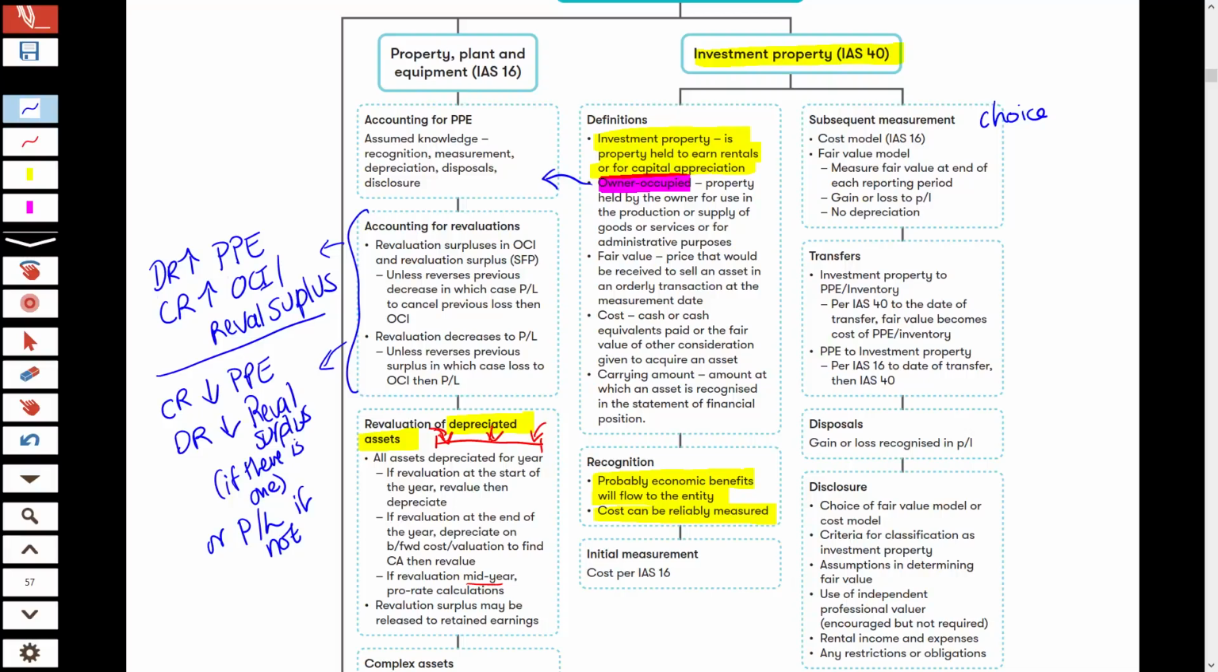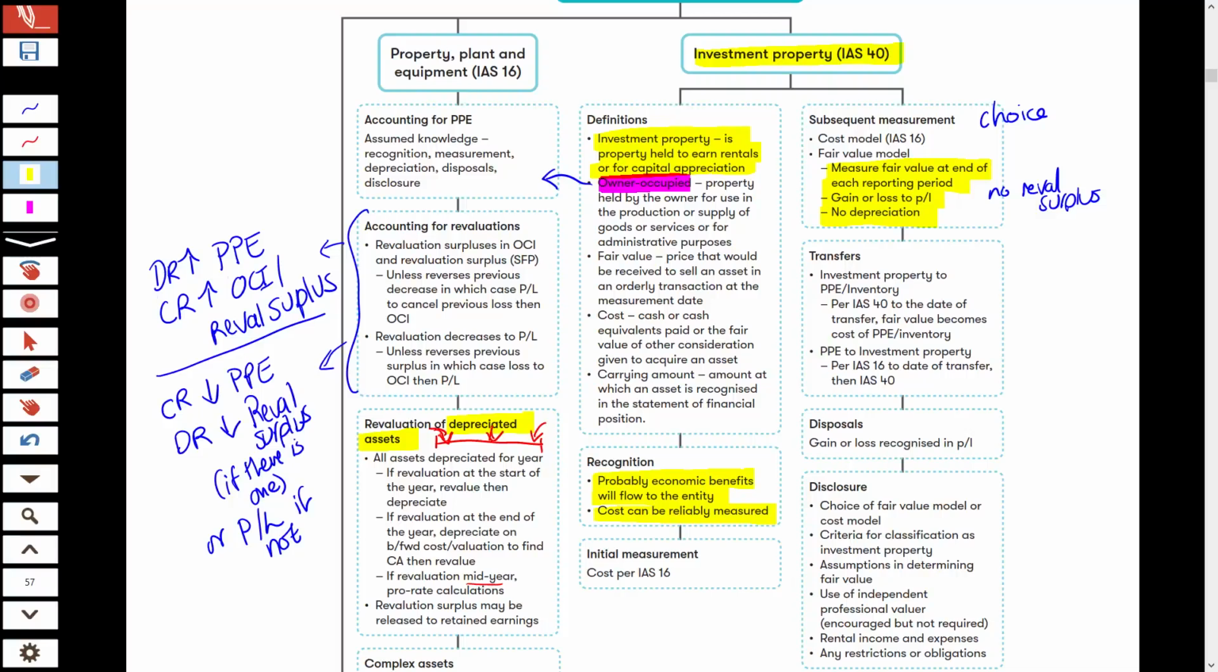With the fair value model, what you do is you measure at fair value at the end of each reporting period. The gain or loss goes to the P&L. There's no revaluation surplus. We recognise the gains and losses straight away. And because we're not holding it for use, we are not depreciating either. So 3 key features of the treatment of investment properties that makes it quite different from a headquarters or a factory that might be a normal piece of property, plant and equipment held by a company.